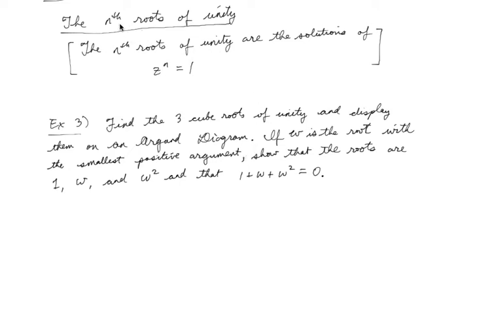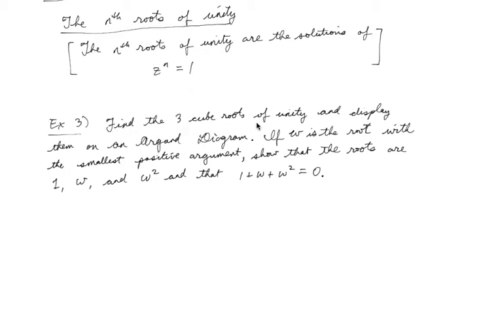Okay, one last concept here, the nth roots of unity. That just means that the nth roots of unity are the solutions of z to the nth power equal to 1. Okay, so it's just saying let c be 1 and solve z to the nth power equals 1. Okay, so let's look at an example here.